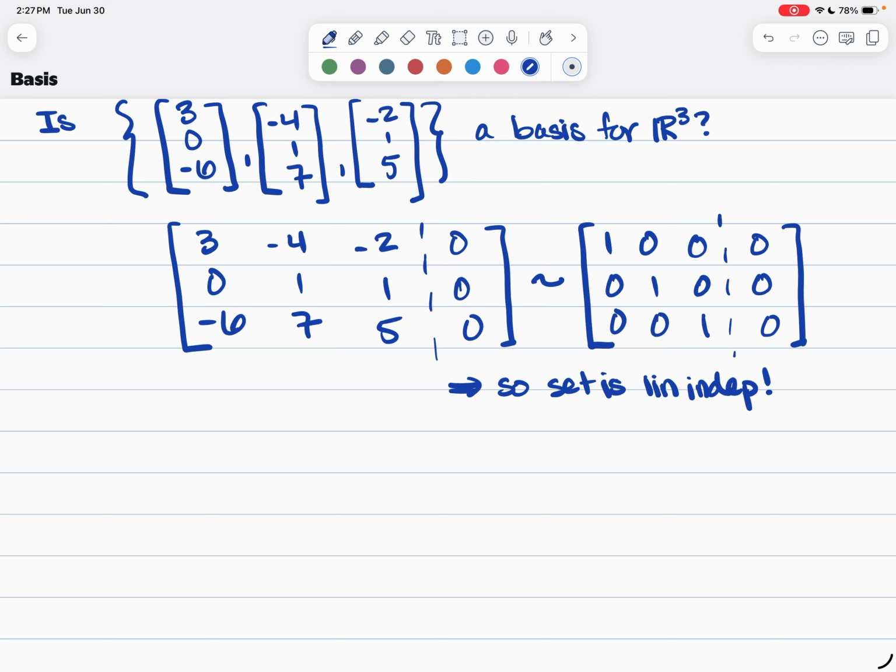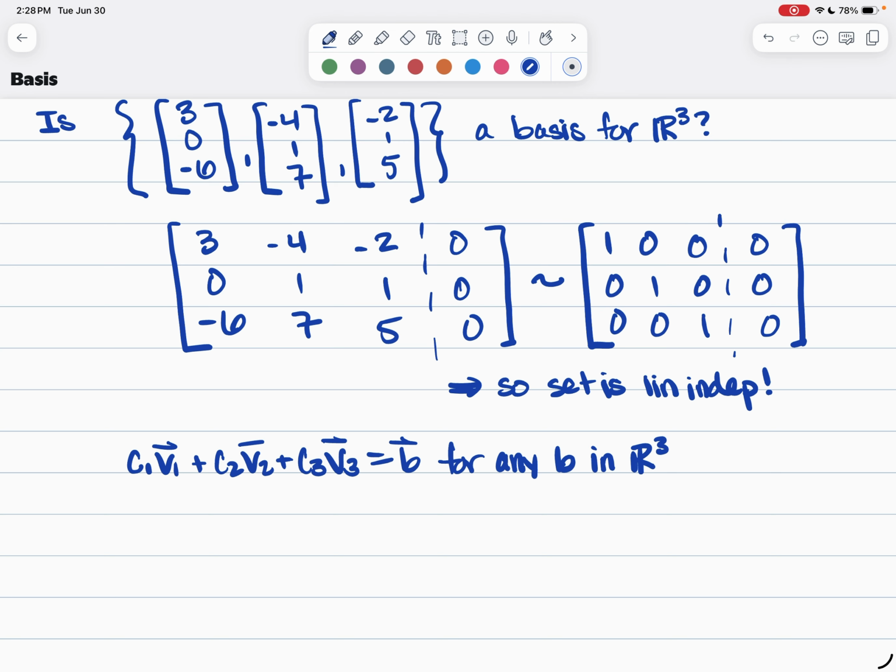The other thing is, do these three vectors span R3? And that span means, does C1 V1 plus C2 V2 plus C3 V3 equal B for any B in R3? Or in other words, is there some linear combination of V1, V2, and V3 that's going to equal B for any B in R3? And what that comes down to is the same thing.